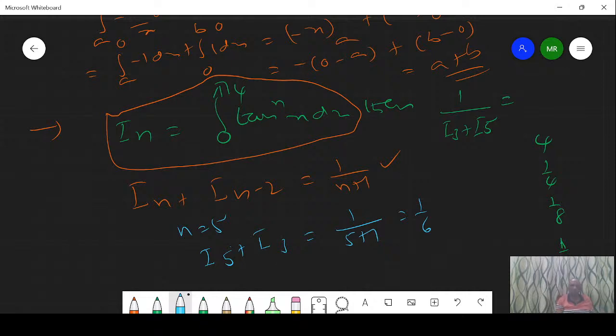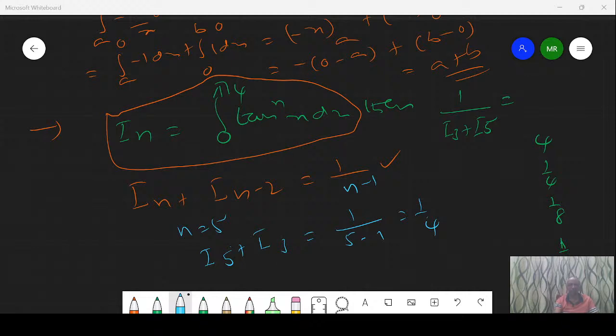The formula is given. Is it 1 by n? I think not 1 by n plus 1. You remember, I think I gave 1 by n minus 1 here. Sorry, 1 by n minus 1. So remember 1 by n minus 1. This is 1 by 4. Verify the answer. That is 1 by n minus 1, right?